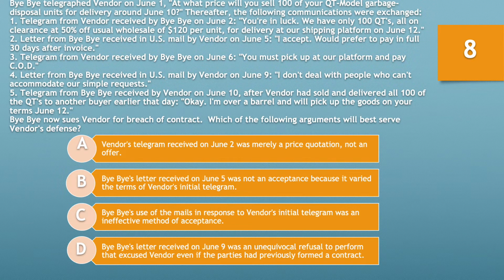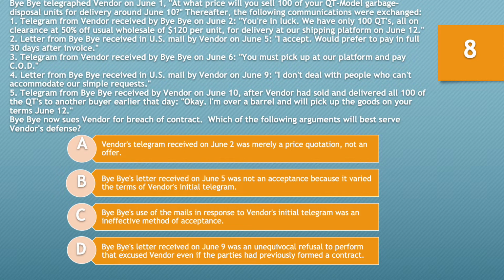Communication number 2. A letter from Bye-bye received in the U.S. mail by vendor on June 5th stating, I accept, would prefer to pay in full 30 days after invoice. Communication number 3. A telegram from vendor received by Bye-bye on June 6th: You must pick up at our platform and pay COD. Communication number 4. A letter from Bye-bye received in the U.S. mail by vendor on June 9th: I don't deal with people who can't accommodate our simple requests.